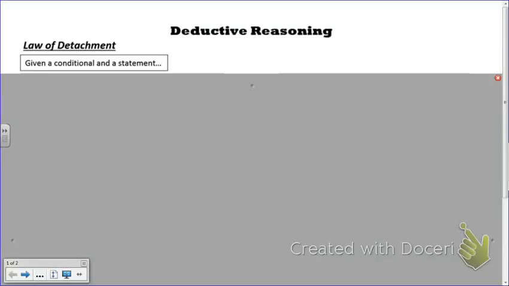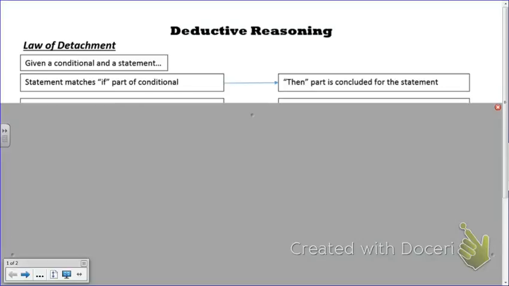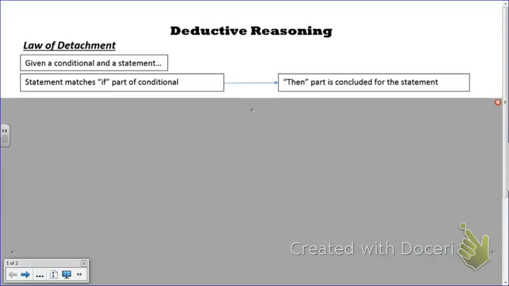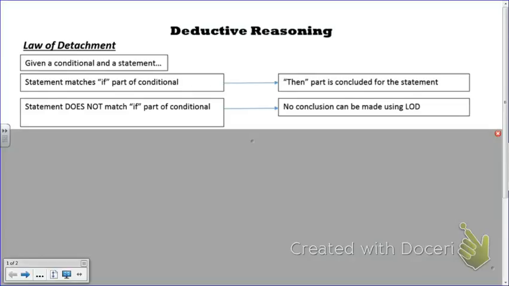When you're using the law of detachment, you're given a conditional statement, which is an if-then statement, and a separate statement. If the separate statement matches the if part or the hypothesis of the conditional, then we know that the then part or the conclusion can also be concluded for the statement. However, if the statement does not match the hypothesis or the if part of the conditional, then we know that no conclusion can be made using the law of detachment.